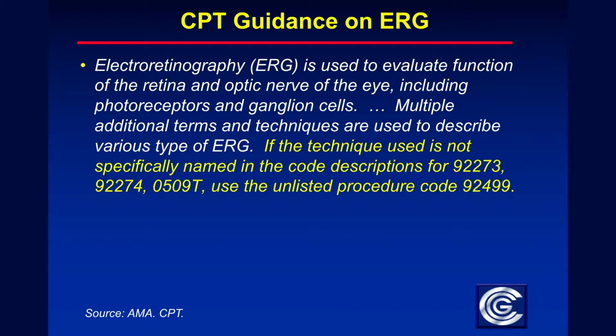CPT inserted guidance in the manual for 2019 about ERG since there are so many changes. It states, electroretinography is used to evaluate function of the retina and optic nerve of the eye, including photoreceptors and ganglion cells. Multiple additional terms and techniques are used to describe various types of ERG. If the technique used is not specifically named in the code description for 92273, 92274, 0509T, use the unlisted procedure code 92499.